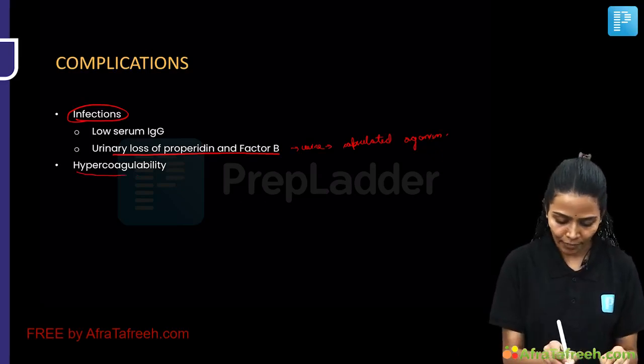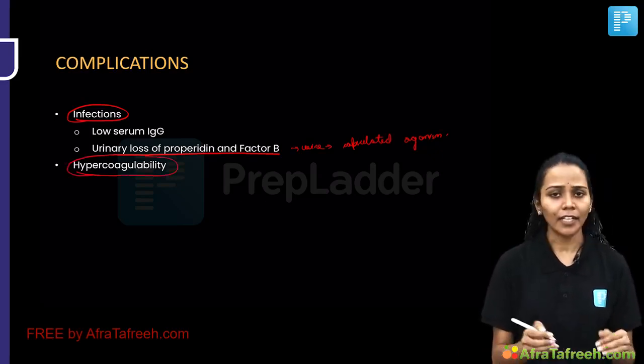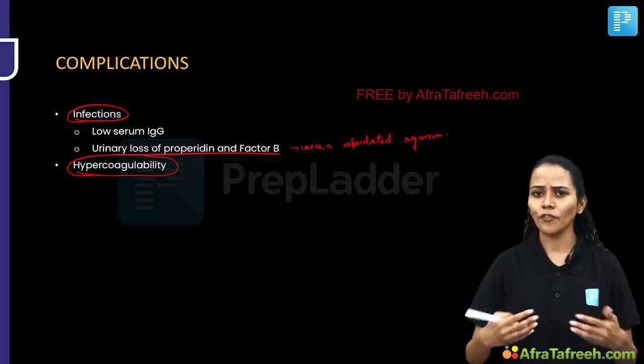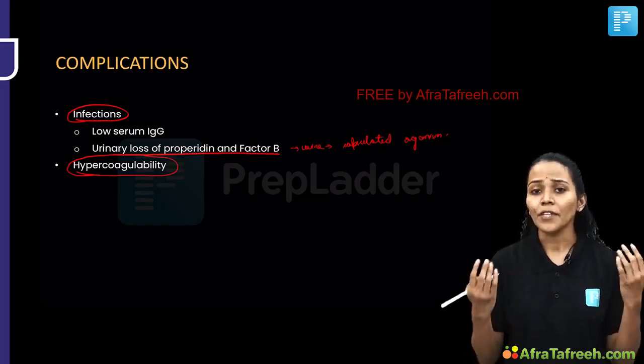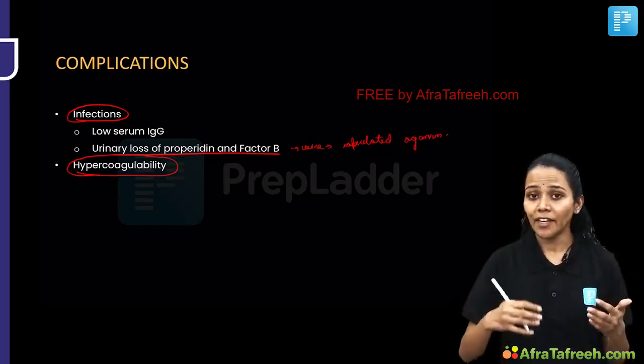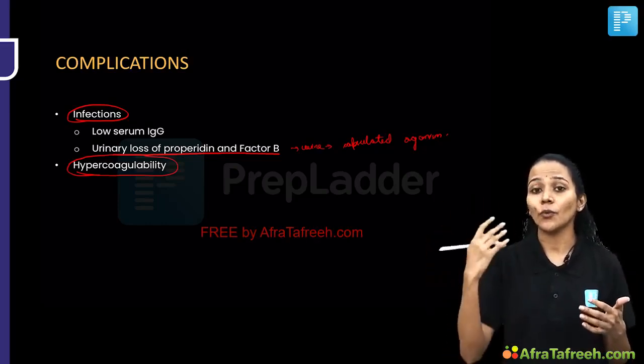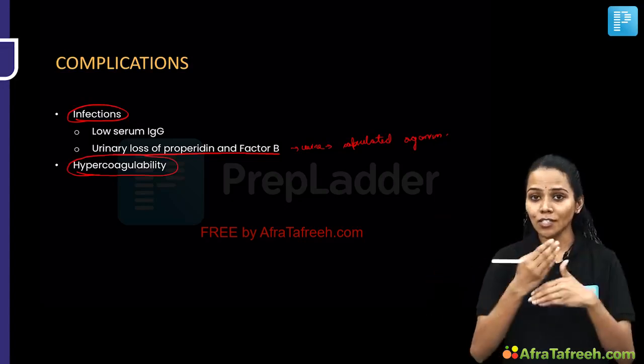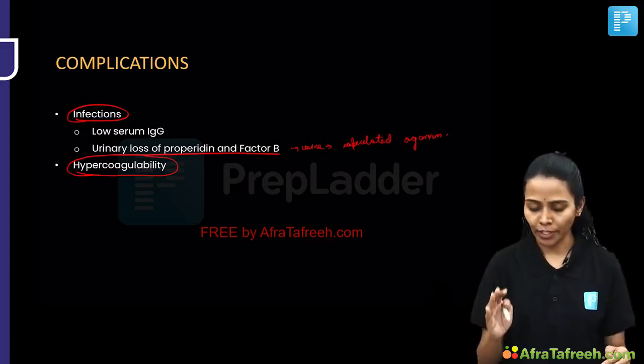The next thing is they can develop hypercoagulability. Again, this is because of loss of anticoagulant factors like protein C, protein S, antithrombin 3. Meanwhile, there is increased generation of coagulation factors. So this combination leads to hypercoagulability.